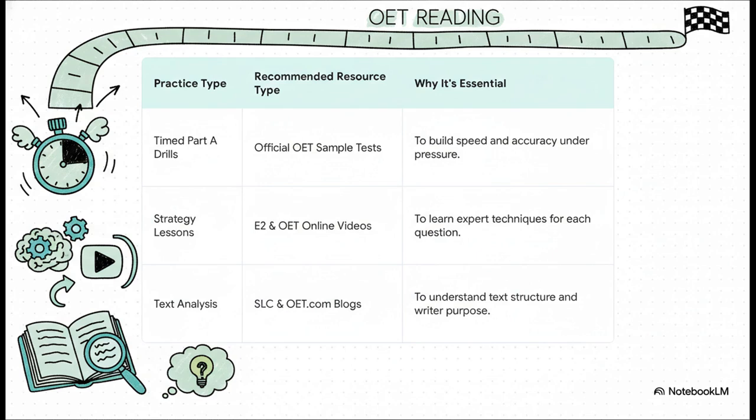To master the speed you need for Part A, there's just no substitute for doing timed drills using the official sample tests. For parts B and C, you want to dive into strategy videos from great sources like E2 or OET Online. They teach you how to break down the questions. And to really sharpen those analytical skills, use blogs and articles to practice identifying a text structure and the author's purpose, even when you're not doing a formal practice test.